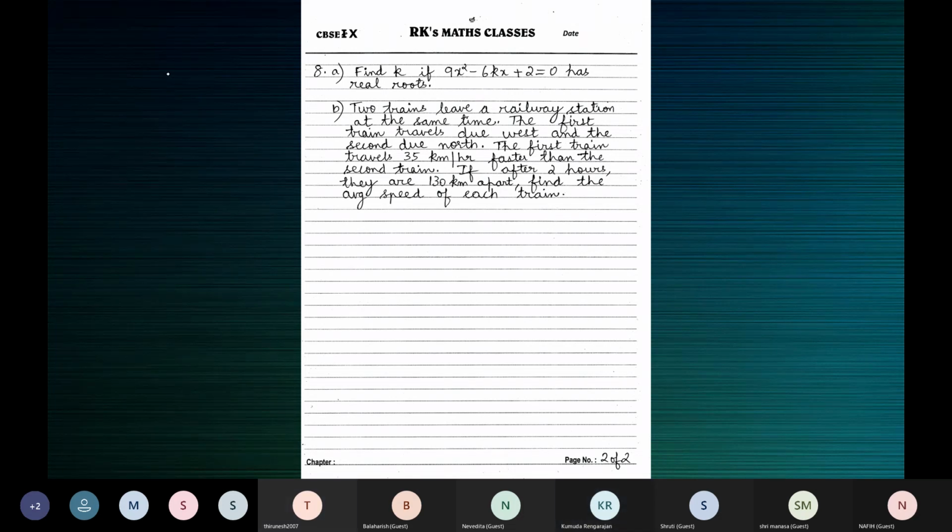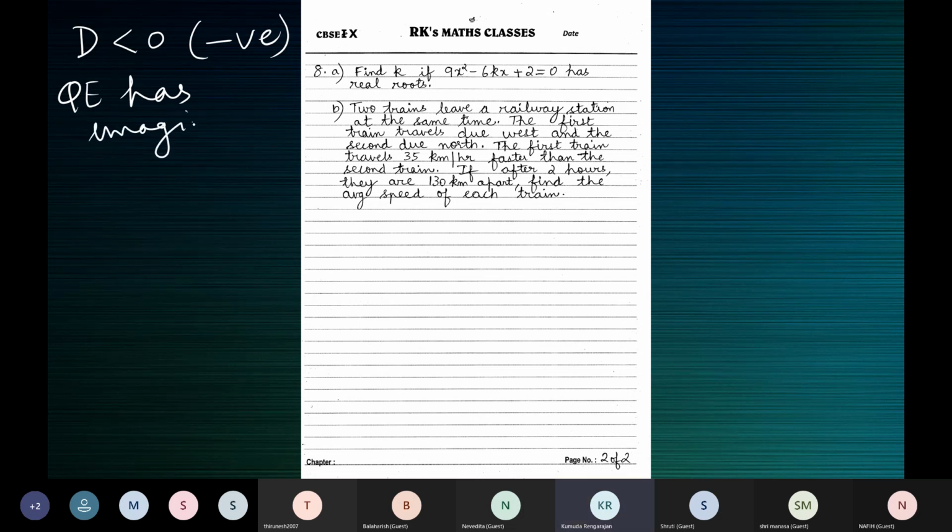Yes, ma'am. Now tell me, children, when D is less than 0, does that mean positive, negative, or what? When D is less than 0, it means negative. D is negative, not real. So the quadratic equation has unreal roots, imaginary roots. That means no real roots. Okay, what's the next one?